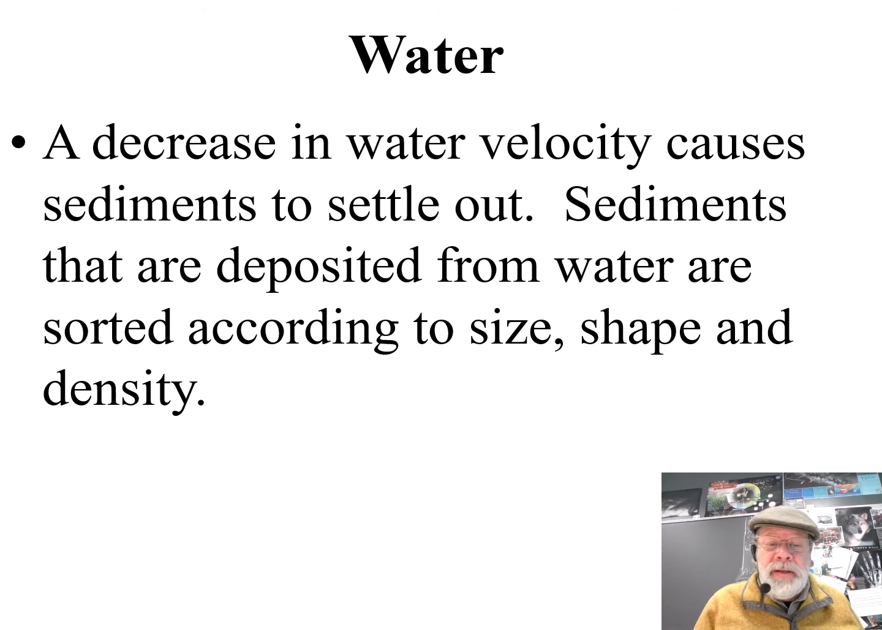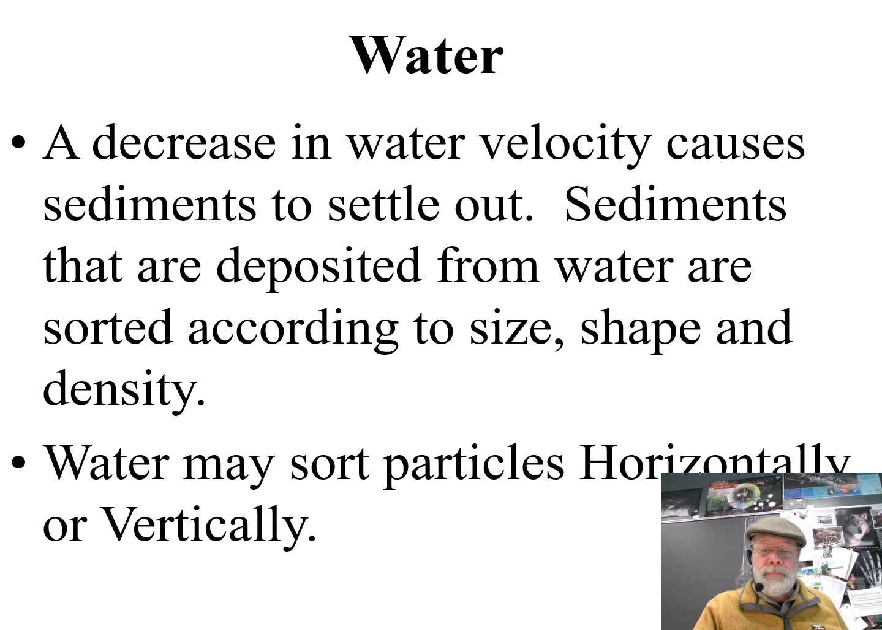Sediments that are deposited from water are sorted according to size, shape, and density, primarily, of course, size. As water slows, the biggest ones settle out first, and you go from big right down to small. So when we talk about horizontal or vertical, horizontal being this way, a stream slowing down as it empties into a lake would do that. Or if you had a massive flood all into a lake, that would then sort it vertically, so you would have layered bedding.